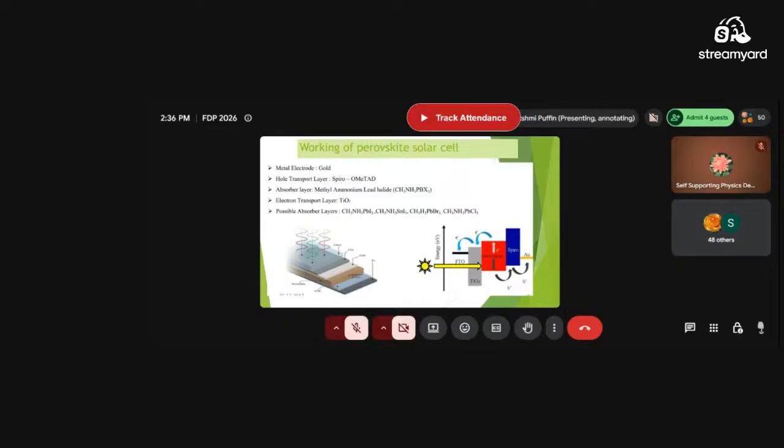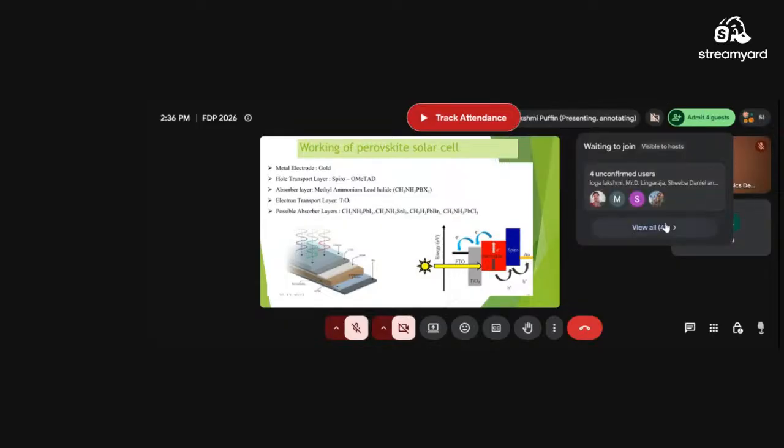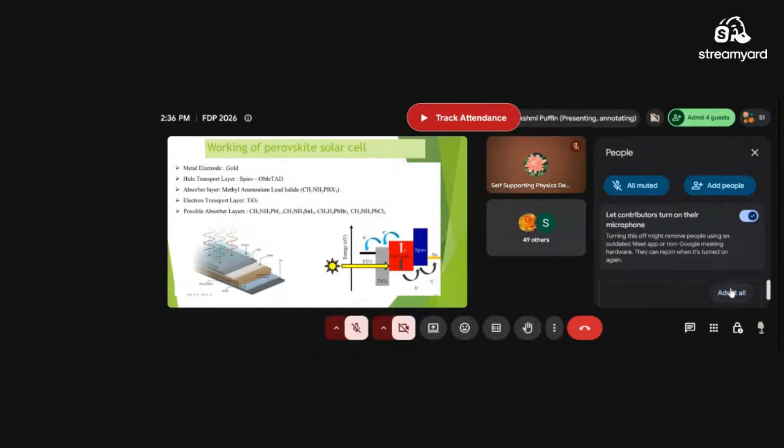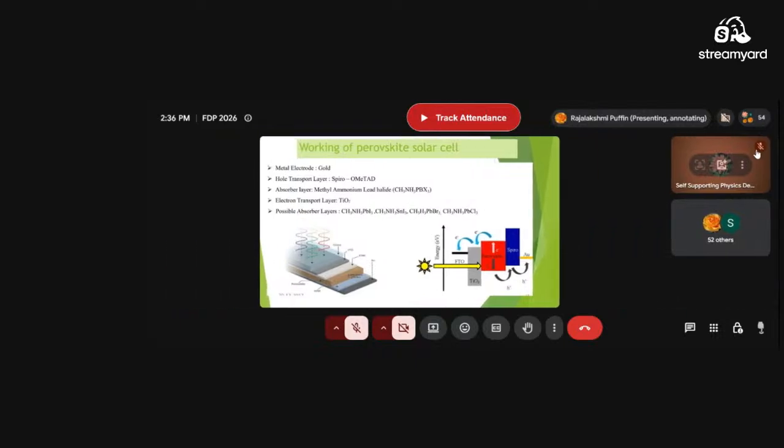Okay. So, working of perovskite solar cells. What things do we need? A metal electrode, and then hole transport layer. What does a hole mean? A hole means the absence of an electron; we need positive charges for this, and the absorber layer. The absorber layer is metal, ammonium, lead. So we can change the cation ions in this. Electron transport layer of titanium dioxide, and the possible absorber layer is this.